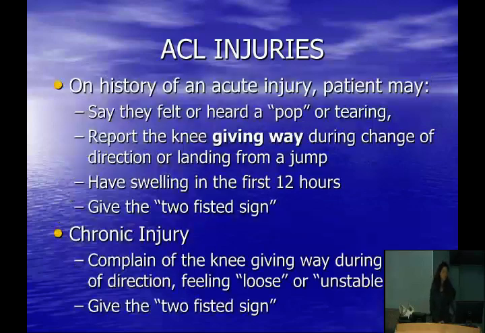So, history. They usually have an acute injury. Patients say they heard a pop or tearing. Sometimes they say the knee felt loose or feels like it's going to give out on them. They can't trust it.